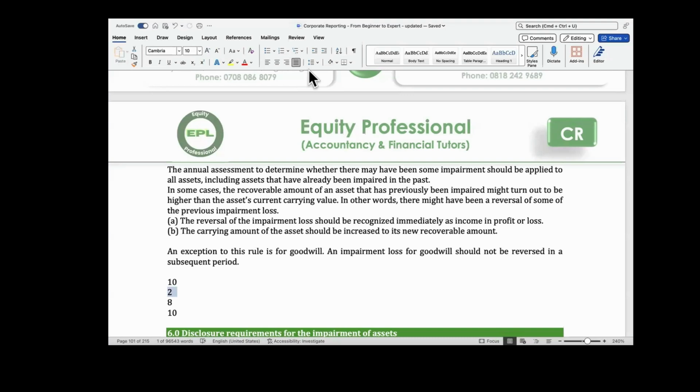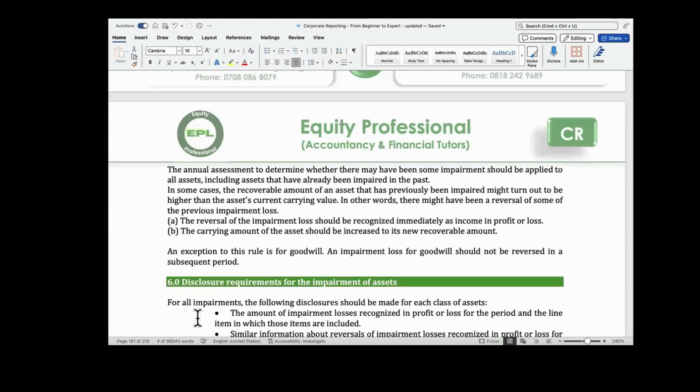The reversal of the impairment loss should be recognized immediately as income in profit or loss. Oh, congratulations. So that's credit to P&L. Where will the debit go? The assets. Good.